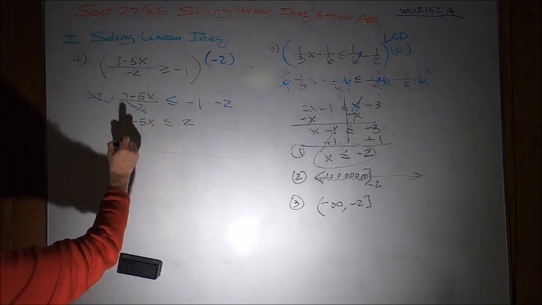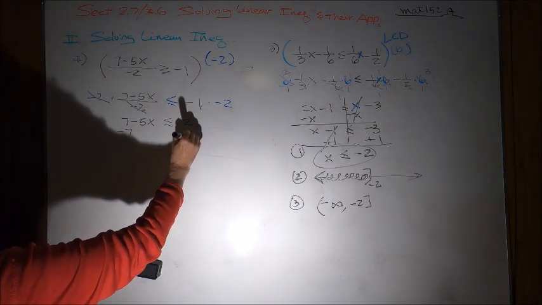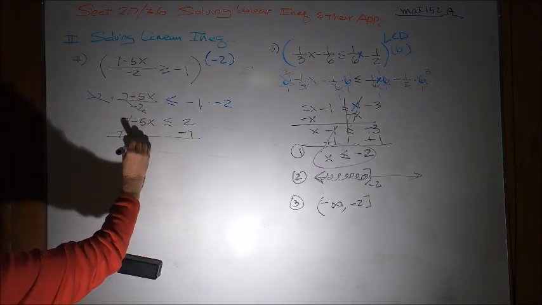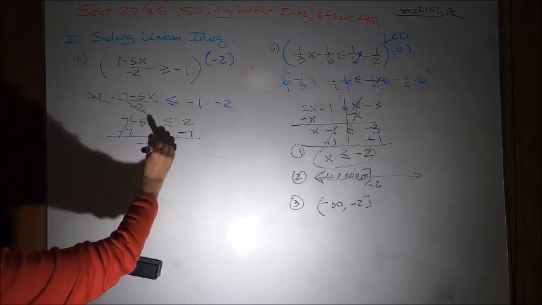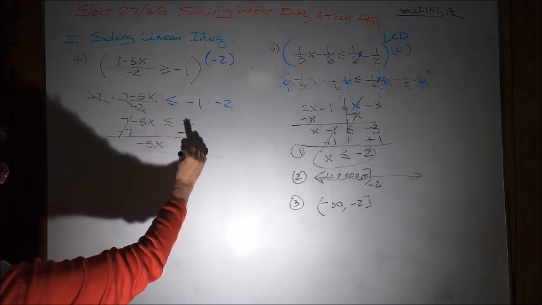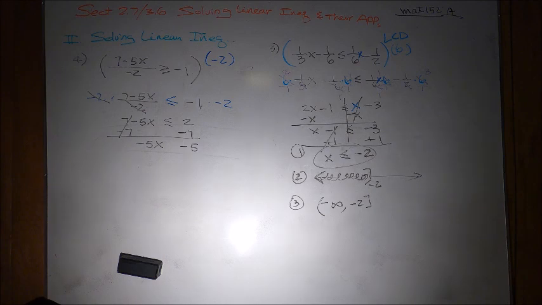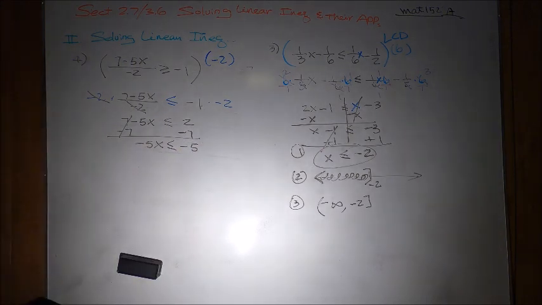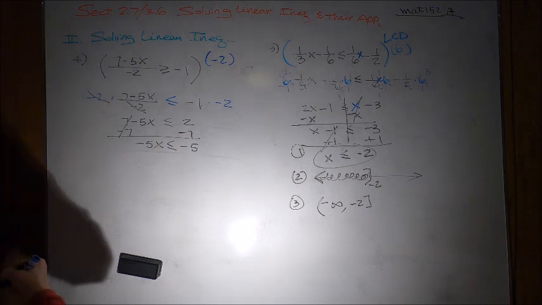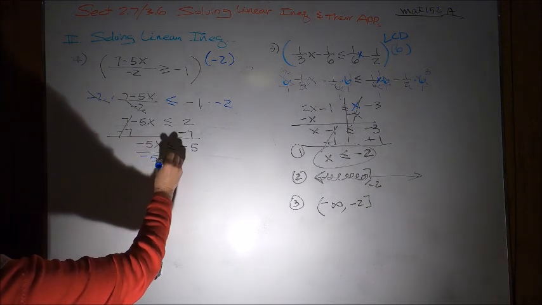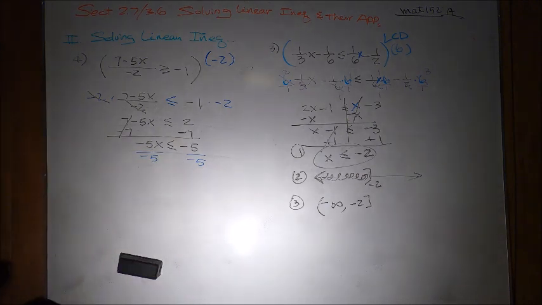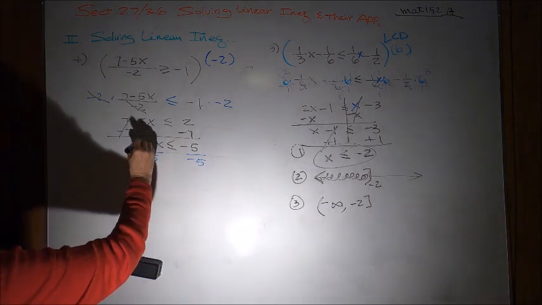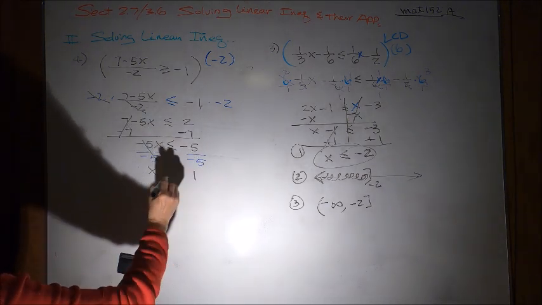Then we have to get x by itself. We minus 7, so that would be negative 5x. Here will be what? Negative 5. Do we change the direction of the sign? No, because we're just minusing something. Then what do we do? Divide by negative 5 to get x by itself. So that would be x, that would be 1.